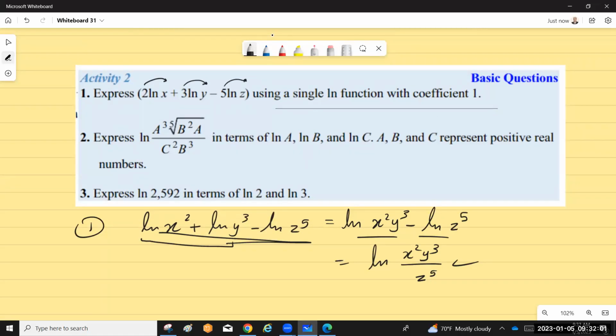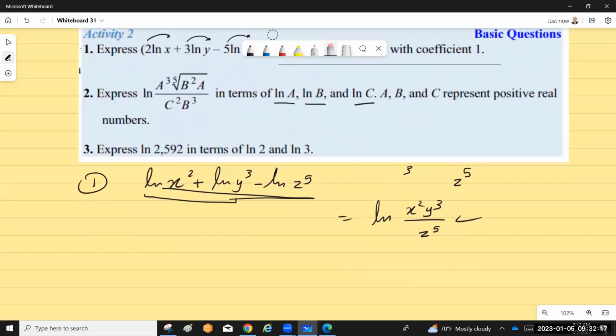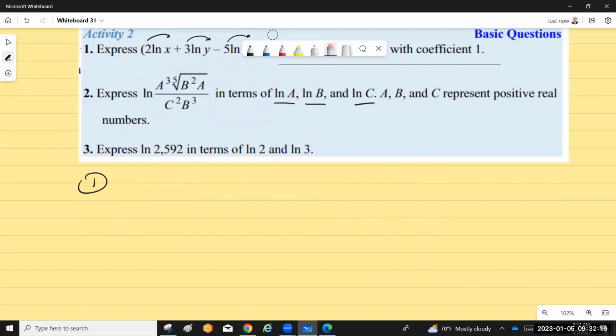Express ln of this whole expression in terms of ln A, ln B, ln C. A, B, and C represent positive real numbers. So just the same way as we solved right now, okay? You can write it step by step, okay? 2 ln the numerator a cubed 5th root of b squared a minus ln c squared b cubed, okay?